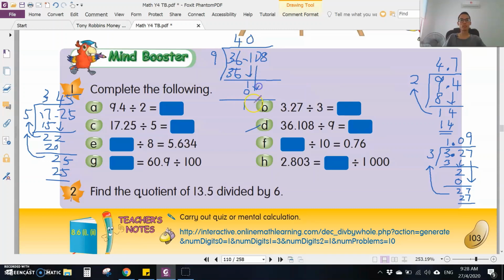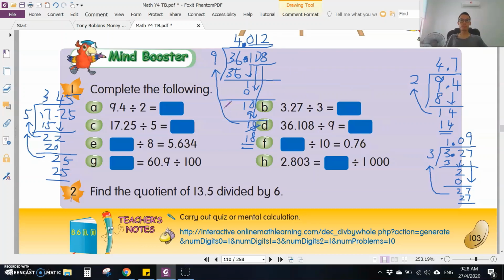Bring down the 0. Here we can put 1. 1 times 9 is 9. We have a balance of 1. Check, make sure it's smaller. Then bring down the last one, 8. 2 times 9 is 18. And then your decimal point over here. Okay, so this is 3 decimal places. So 3 decimal places.